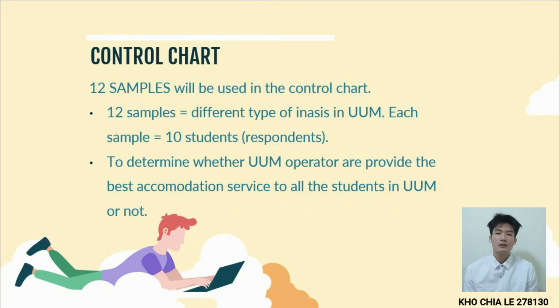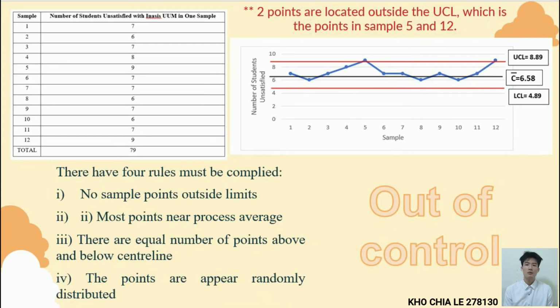In this control chart, 12 samples will be used. These 12 samples are from 12 different types of residences in UUM. Each sample has 10 students, who are the respondents. This control chart will be used to determine whether UUM operators provide the best accommodation service to all the students in UUM or not. Based on the control chart above, the upper control limit is 8.89, the lower control limit is 4.89, while the average limit is 6.58.